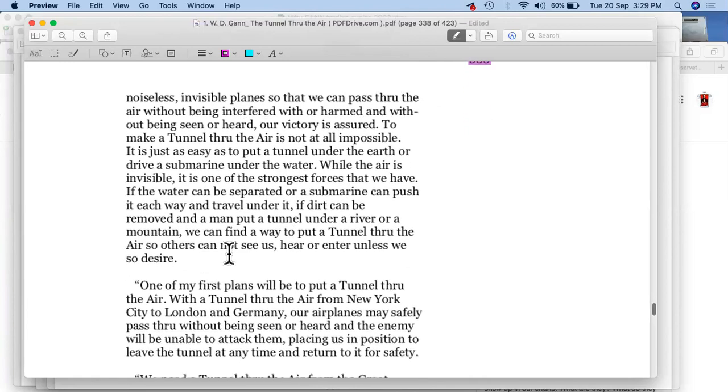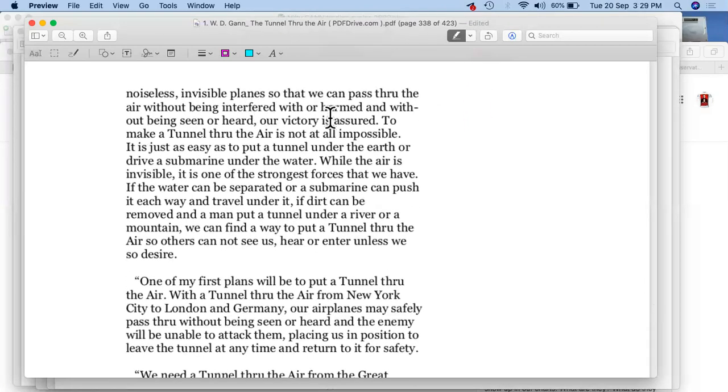So if we read across that: noiseless visible planes so that we can pass through air without being interfered with or harmed and without being seen or heard. Our victory is assured. So to make a tunnel through the air is not at all impossible. It is just as easy as to put a tunnel under the earth or drive a submarine under the water. While the air is invisible, it is one of the strongest forces that we have.